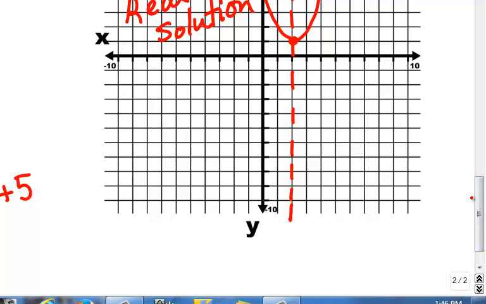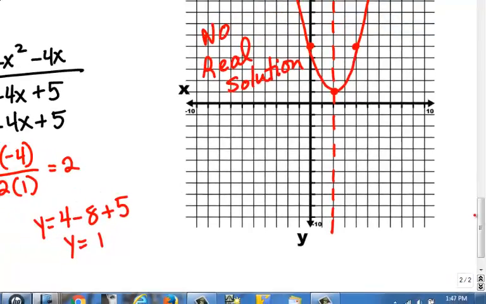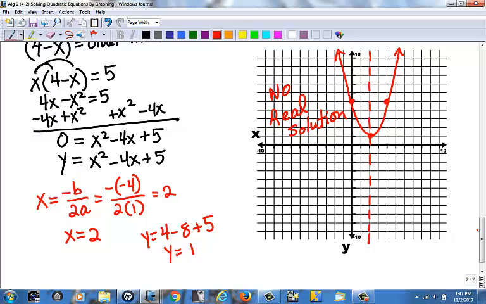Any questions on those? Basically you're graphing them, and depending on what they ask for, usually they ask you for the solution. They want to know where it's crossing the x-axis. Those are your roots or your solutions.